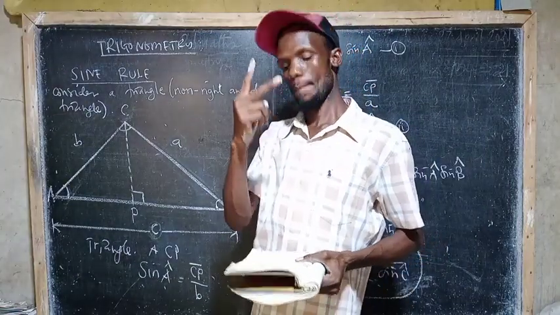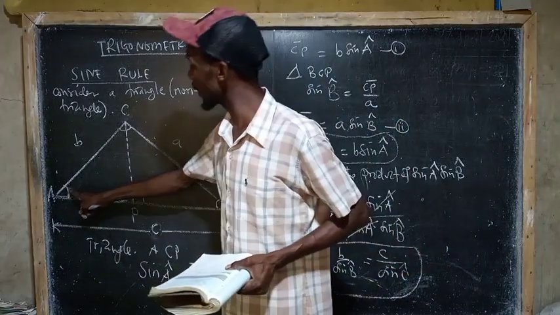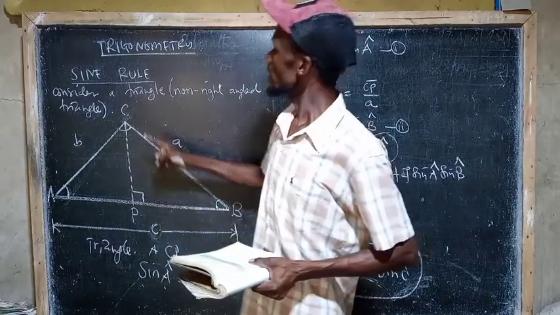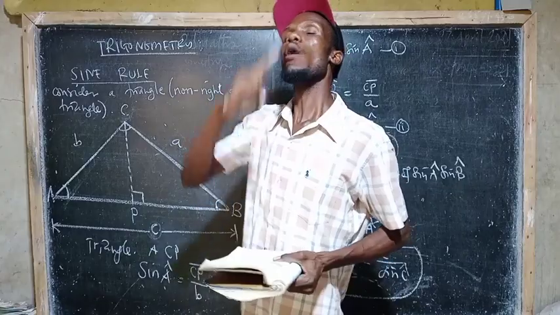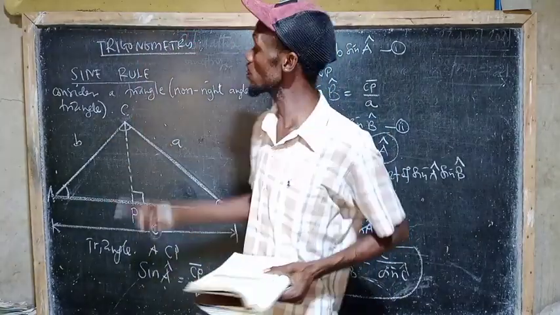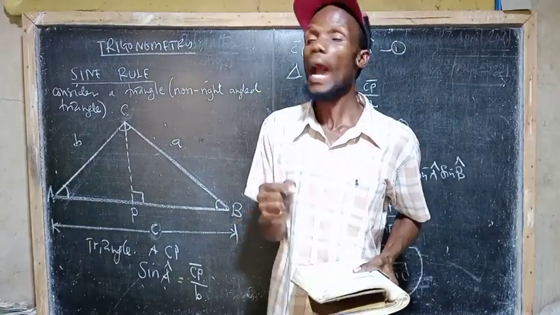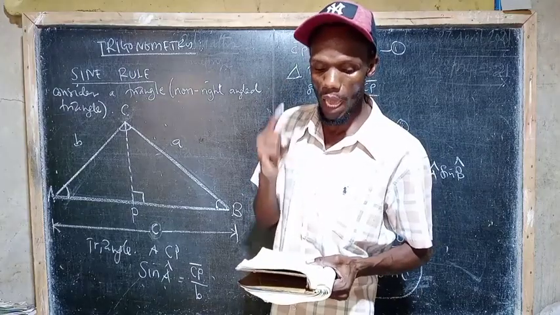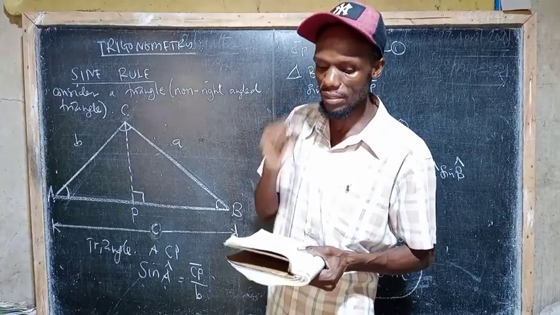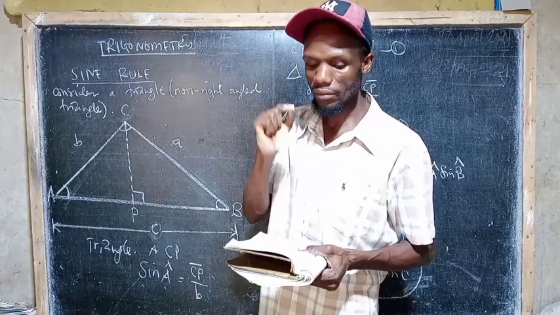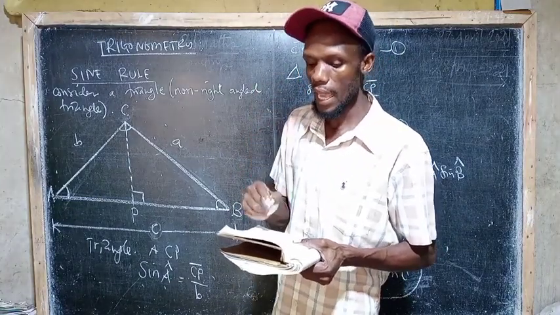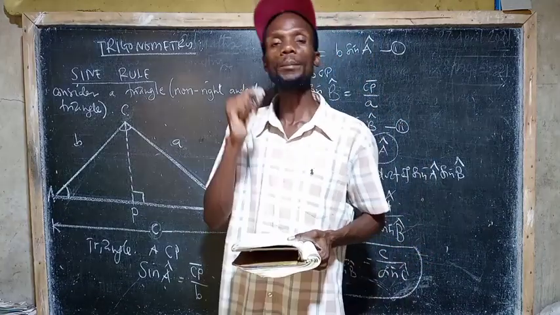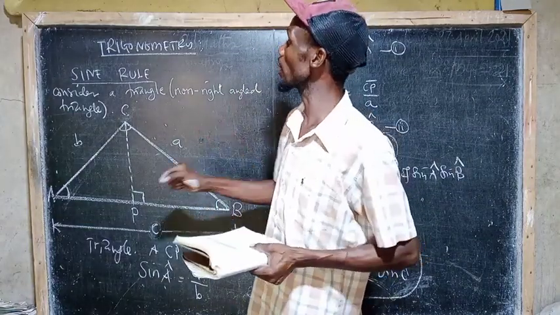Kwa hiyo inaweza ikatumika ikiwa angle mbili zinajulikana na side moja inajulikana, au side mbili zinajulikana na one of the opposite angle ya hizo side na yenyewe inakuwa given. Hapo tunatumia sine rule. Hiyo ni point ya msingi sana. So the sine rule can be applicable if one side and at least two angles are known, and secondly, at least two sides are given and one angle which must be opposite to one of the given sides. This is the very important thing that you have to consider when talking about sine rule.